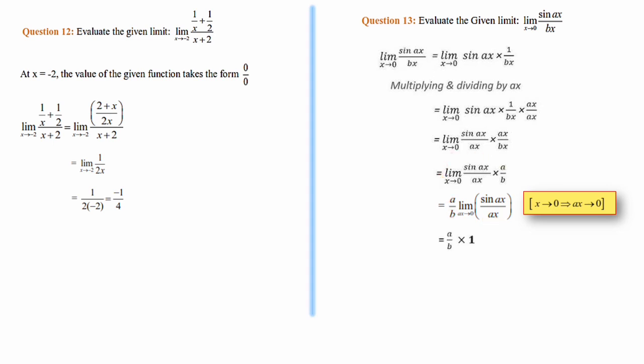That is equal to a by b into, there is a formula, as we know that limit ax tends to 0, sin ax by ax. By using the formula we can write it as 1. The formula which we use is limit x tends to 0, sin x by x is equal to 1. So now a by b into 1 is equal to a by b. That is the answer.